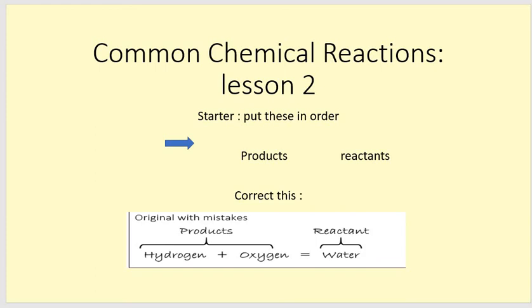You've got two questions. The first one has got an arrow and the words products and reactants for you to put in the correct order. And below it, you've got a student's answer that has got some mistakes, so you need to correct it. I would suggest that you pause the video while you do these tasks.